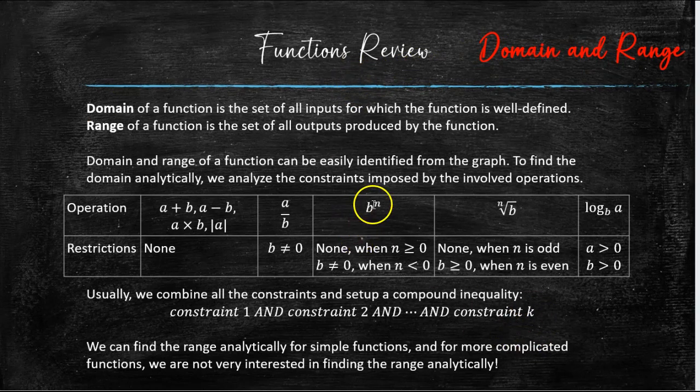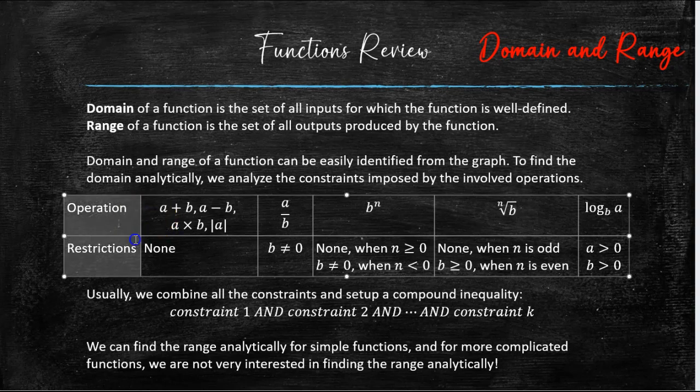Now, once you have the graph of a function, you should be able to identify its domain and the range. So the domain of the function is the set of all inputs, the range of the function is the set of all outputs. And from the graph, you should be able to see it, just like that. Now, analytically, you should know that since the predecessor of a function is operations, the domain is usually obtained by analyzing the restrictions on each operation involved.